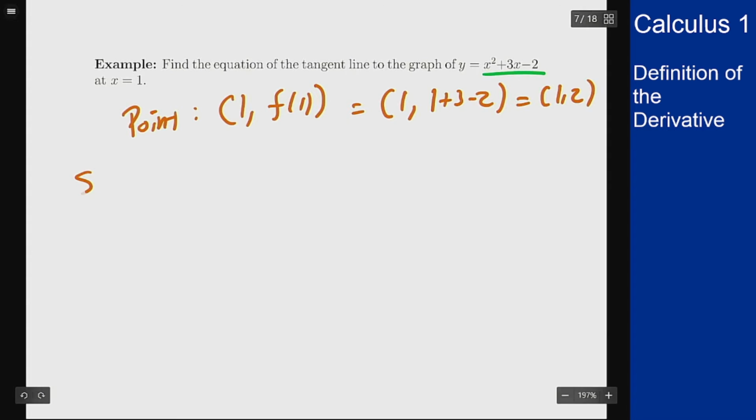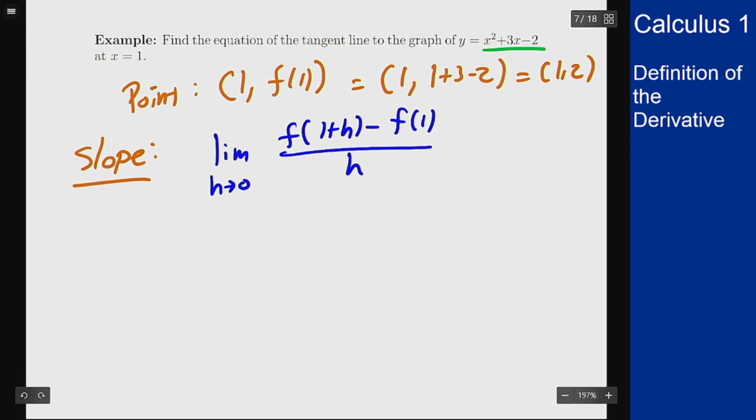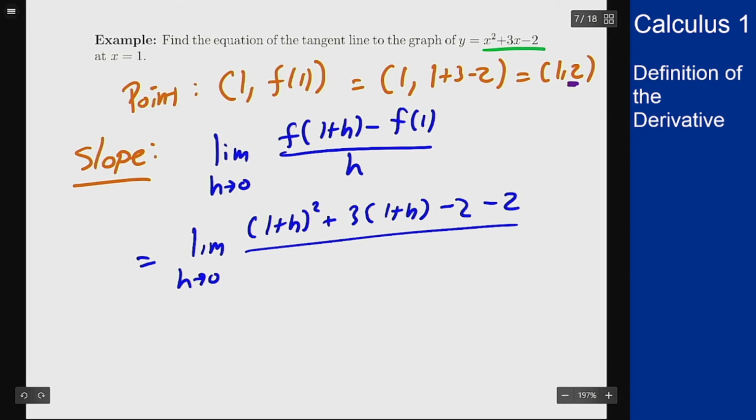What about the slope? Slope is found via the derivative, which we compute as the limit as h goes to 0 of f(1 plus h) minus f(1), all over h. I can now plug in what f is. Limit as h goes to 0, I have (1 plus h) squared plus 3 times (1 plus h) minus 2. And I know f(1) is 2. I just did that step up here. So this then becomes minus 2, all over h.